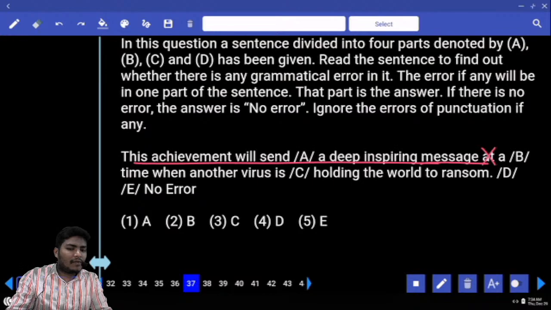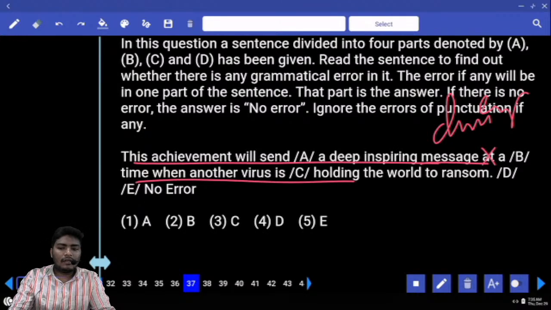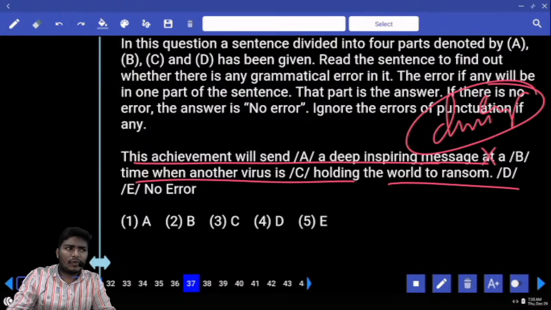This achievement will send a deep, inspiring message at a. It speaks about time or place. There is no time, there is no place there. At a time, not possible. What can you use here? A deep, inspiring message. Tell me your answer. During a time when another virus is holding the ransom. What is the part of speech of during? Preposition.